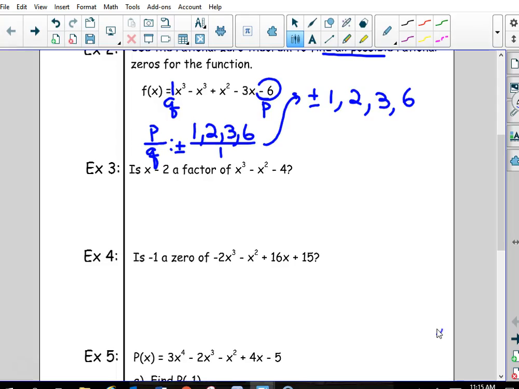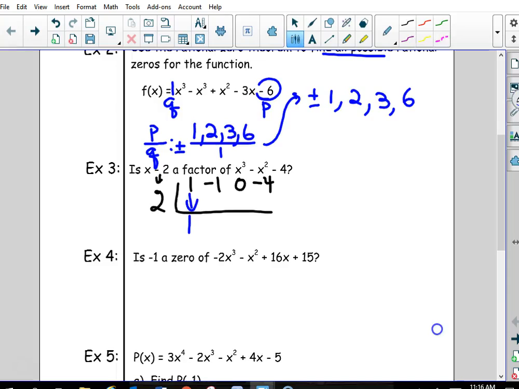Example 3, is x minus 2 a factor of x to the third minus x squared minus 4? Well, if it's a factor, I'll do my synthetic division and I'll have a 0 remainder. If it's not a factor, I won't have a 0 remainder. And again, remember to change the sign because we're taking our number out of a factor. I have 1 for my leading coefficient, then the x squared term is -1, but my x term is missing, so I'm going to fill in a 0. And lastly, I'm going to have the constant.